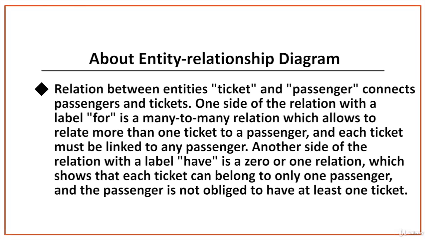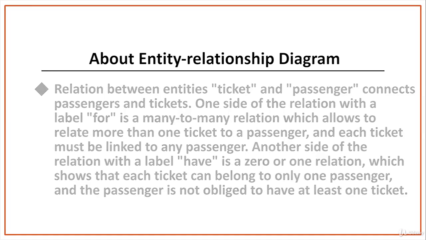The relation between entities ticket and passenger connects passengers and tickets. One side of the relation, with the label "for", is a many-to-many relation, which allows relating more than one ticket to a passenger, and each ticket must be linked to a passenger. Another side of the relation, with the label "have", is a 0 or 1 relation, which shows that each ticket can belong to only one passenger, and the passenger is not obliged to have at least one ticket.